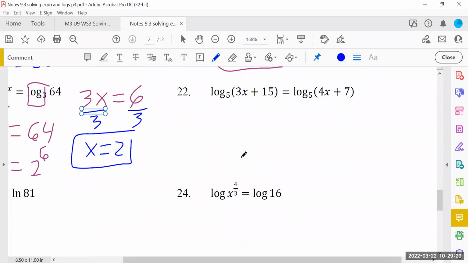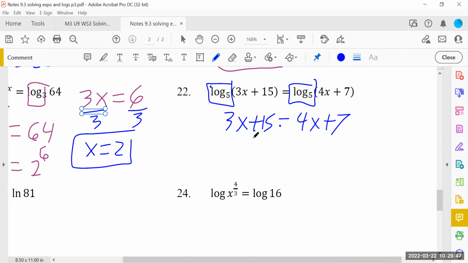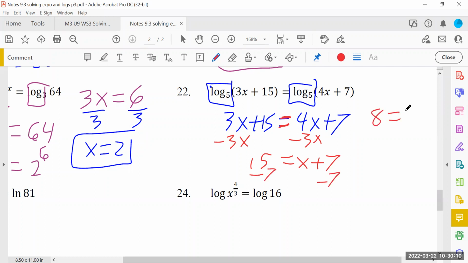So 22, log base 5 of 3x plus 15, log base 5 of 4x plus 7. We don't need the log base 5s. We just need 3x plus 15 equals 4x plus 7. I can subtract 3x from both sides. 15 equals x plus 7. Subtract 7 from both sides, and we get 8 equals x.